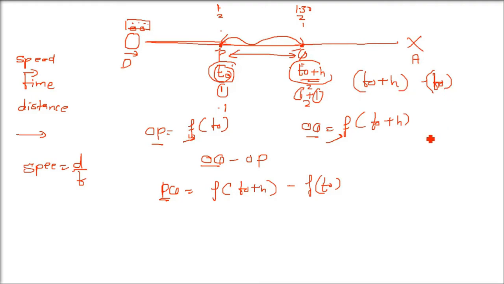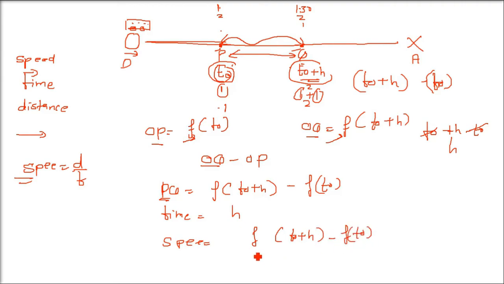And for this H, H is our T0 plus H minus T0, that is OQ minus OP for the time. So time is what? H. So the time as per this, don't worry about this distance or time. Just worry that we are finding out the distance in terms of time as a function. We are trying to find out the time for time. So this is f(t0 plus H) minus f(t0) by H.